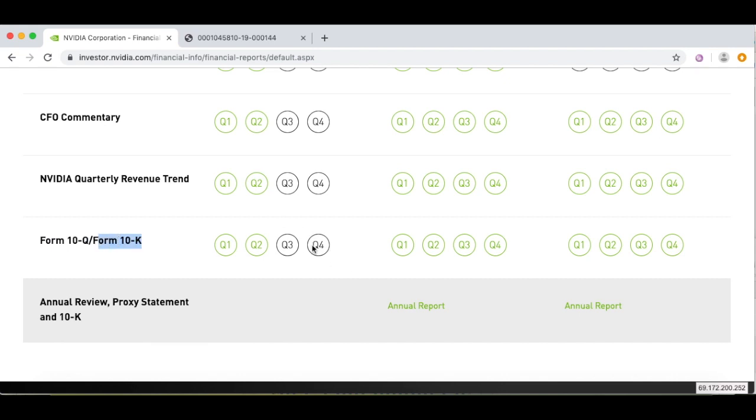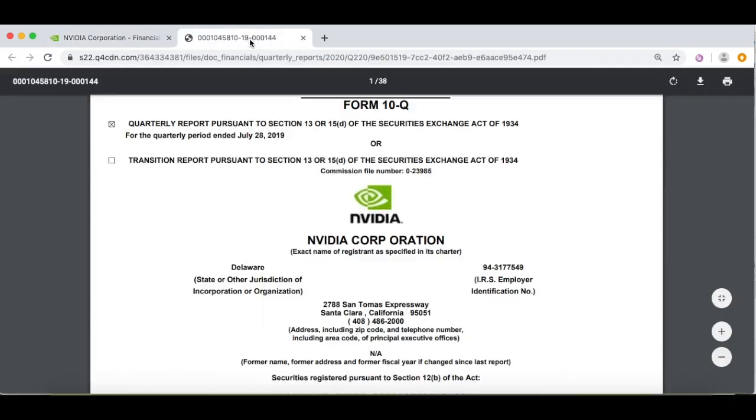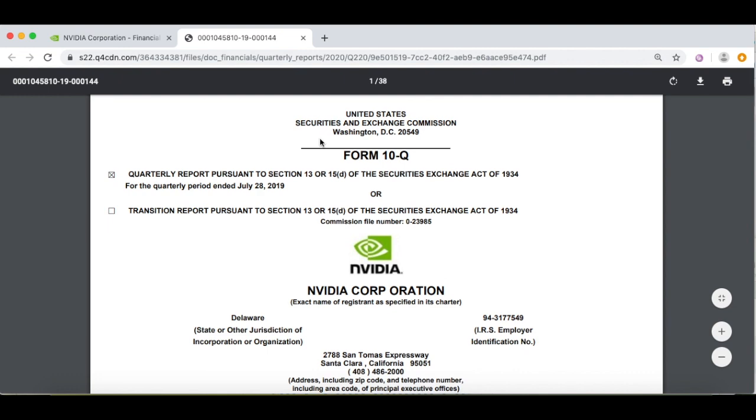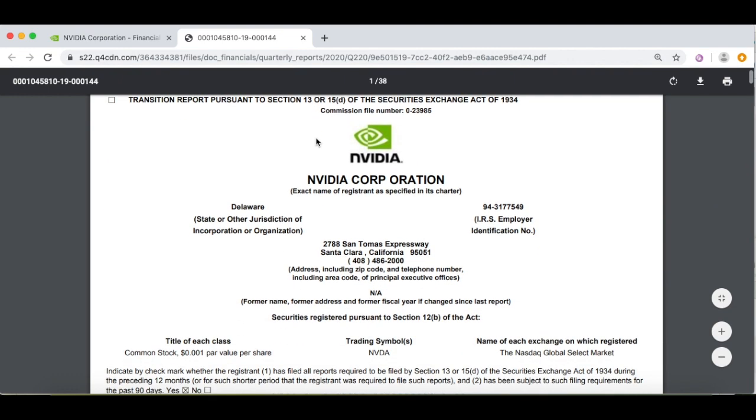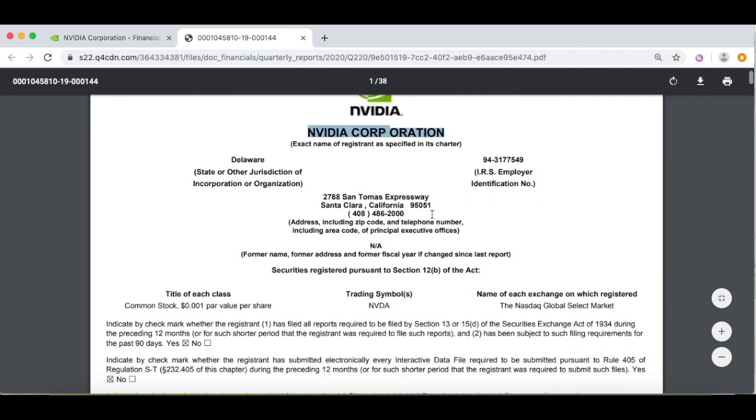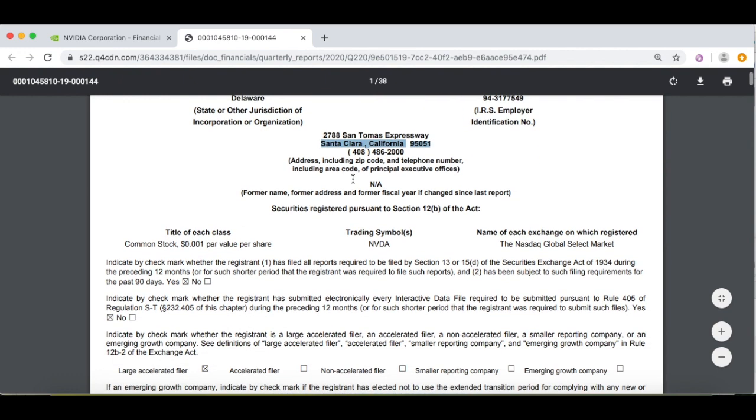Typically, the 10K would probably be that Q4 report. Here, what we're going to look at is actually this Q2 report right here. And so here it is brought up for the sake of time. First page states the company name, their address, not too far from me actually.